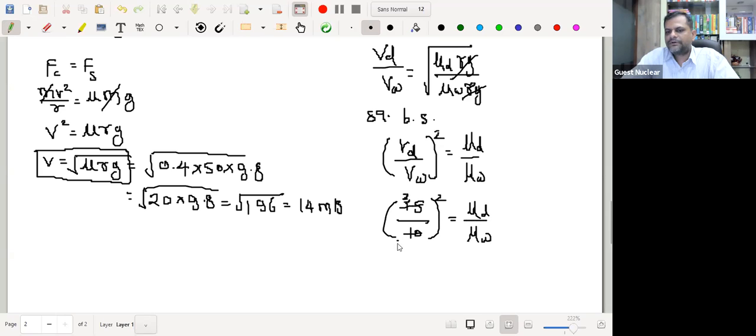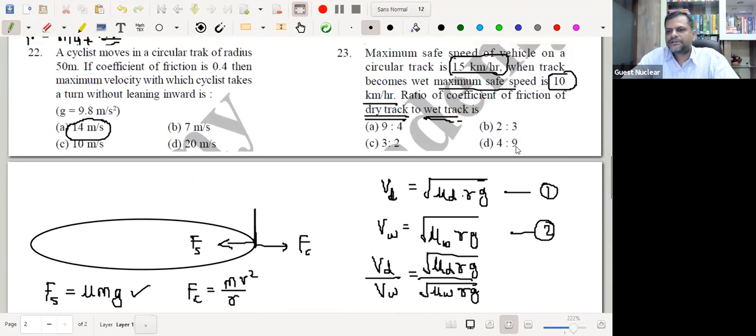Hence it becomes: 5 3s are 15 and 5 2s are 10, so we get this as 3 by 2, and the square of 3 by 2 is 9 by 4. Okay, yes, so mu D upon mu W is going to be 9 by 4. So this is the ratio which is present there in option A.